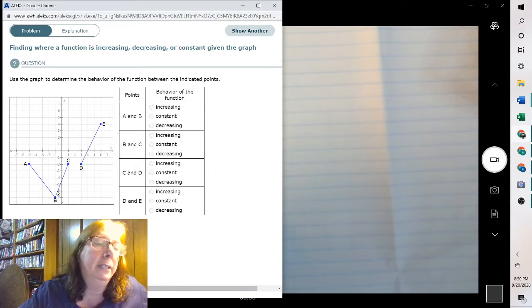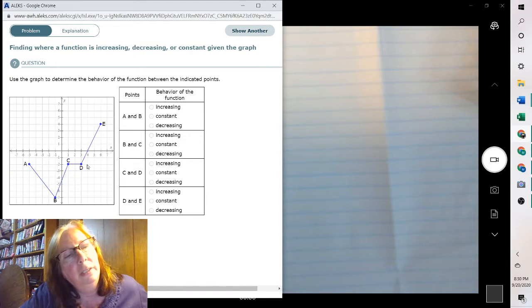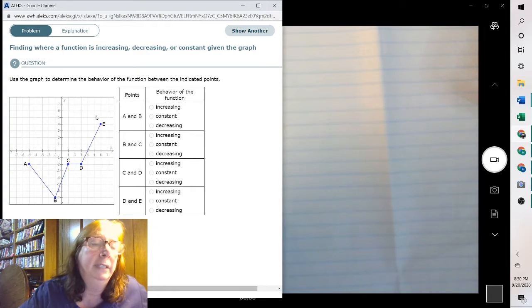And then from B to C, it's increasing. So you're going just like you would read from left to right. So this one would be increasing. And then C and D, notice it's not changing, it's constant. And then from D to E, it's increasing again because it's going up.